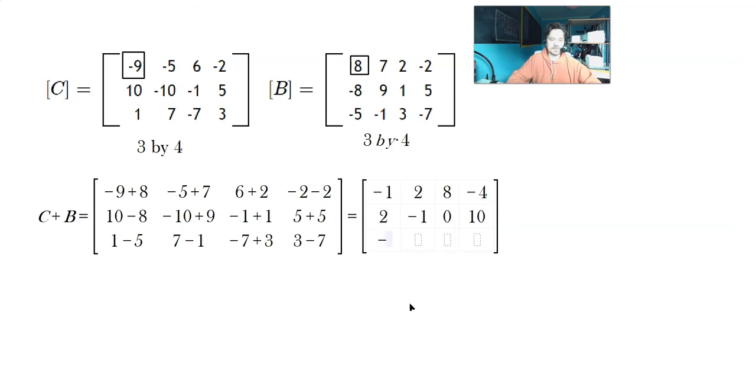Down below, 1 minus 5 is negative 4. 7 minus 1 is 6. Negative 7 plus 3 is negative 4. 3 minus 7 is negative 4. And that's it. This is the sum of these two matrices, that matrix.